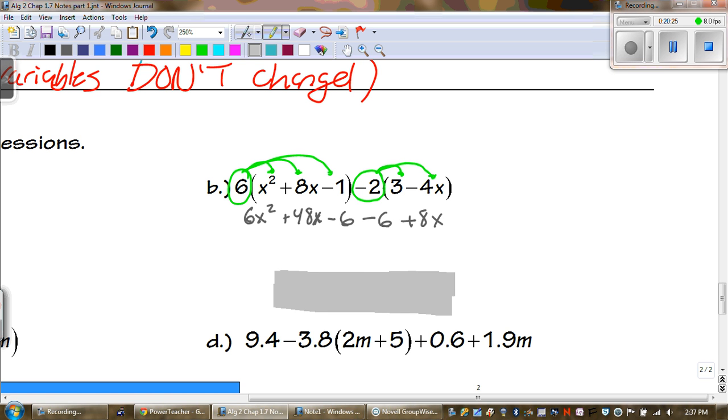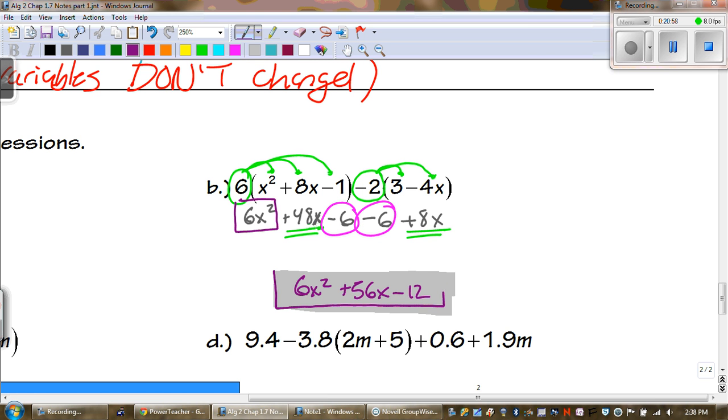So now we're searching for things that are the same. 6x squared doesn't have a partner, so that's what I'm going to write down first. 48x and 8x, we can combine those two together and get positive 56x. And then the last thing, -6 and -6, when you combine those together, you get -12.